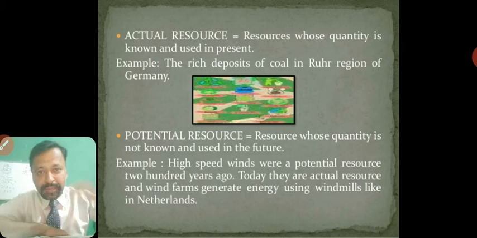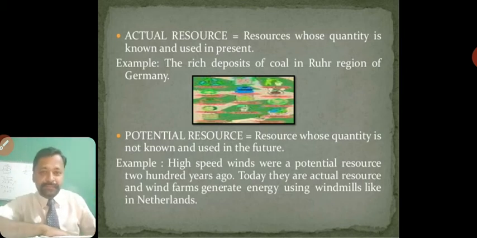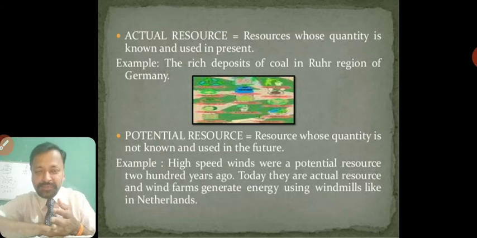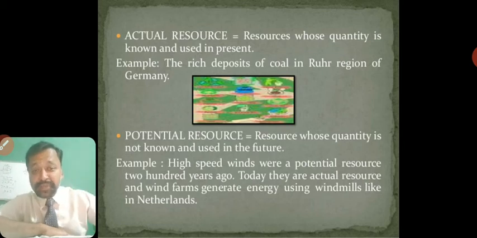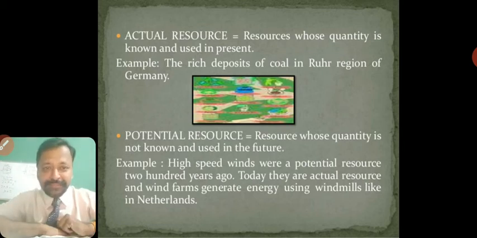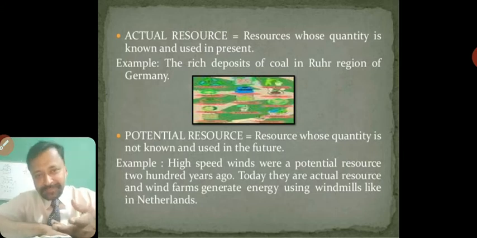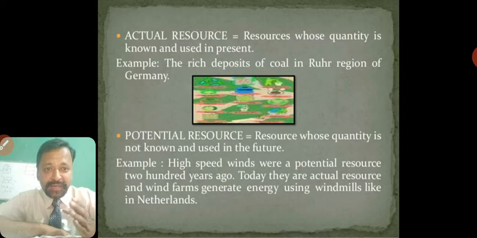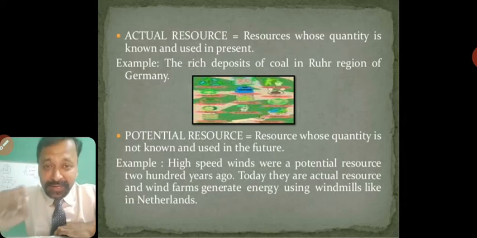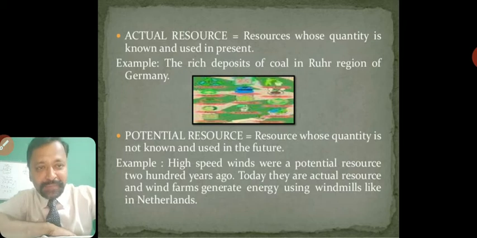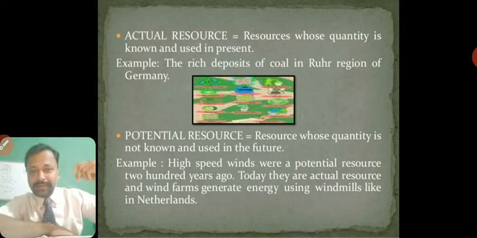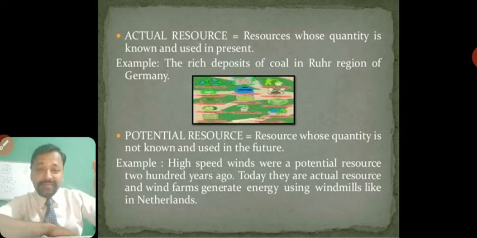Maybe tomorrow we can see solar cars, cars running on battery, which currently we also have in some cases. These are things which we are trying to develop in future, and they are called potential resources. Example, high speed winds. I told you, wind power, wind energy. High speed winds were a potential resource 200 years ago. Today they are an actual resource, and wind farms generate energy using windmills, like in the Netherlands. Now regarding the Netherlands, I'll try to explain how wind energy and solar energy can be converted into electricity.